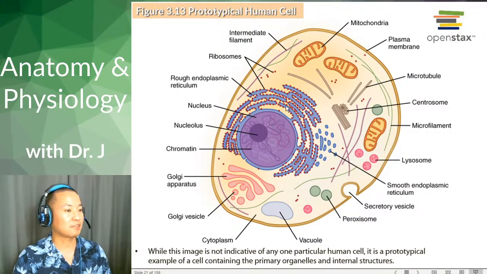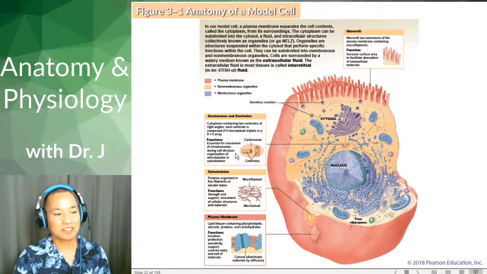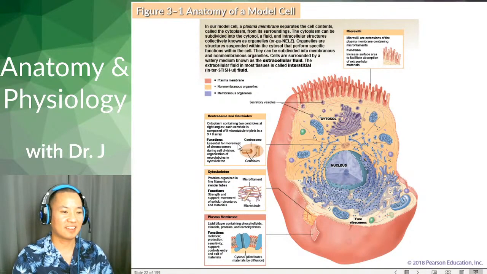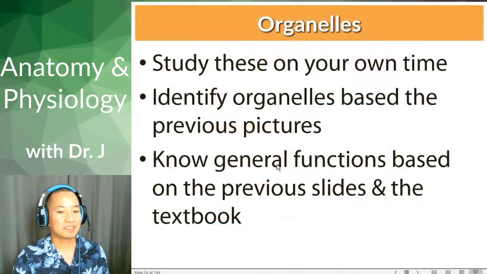So again, if you want a clear picture of what the different types are, OpenStax. And then Martini has more details, and also has little summaries of their general functions. So this is what I want everyone to do at home. Rather than me pointing out and saying, this is a mitochondria, this is a peroxisome, this is the Golgi apparatus, I want you to study these on your own time. The future homework will have these as well.